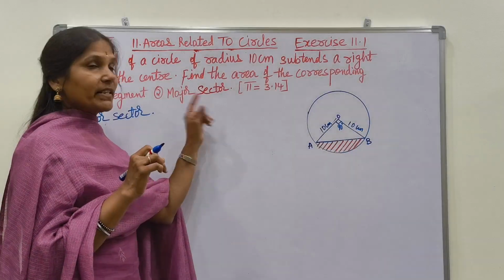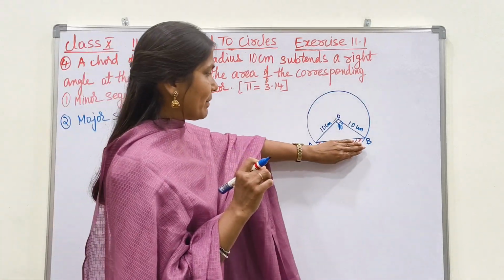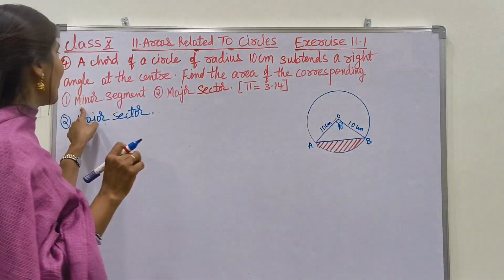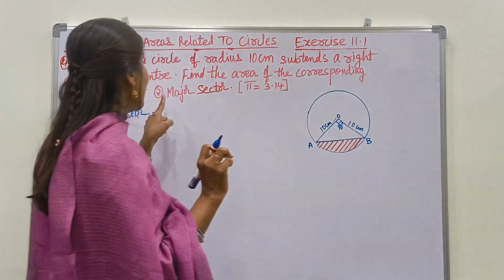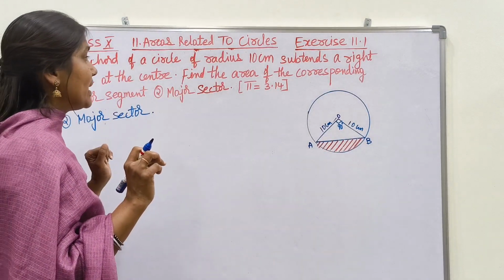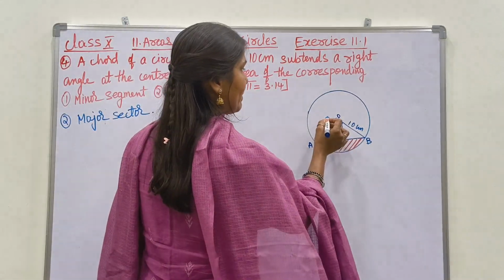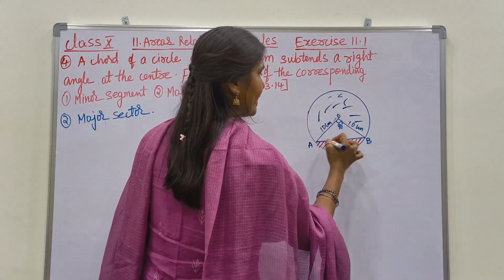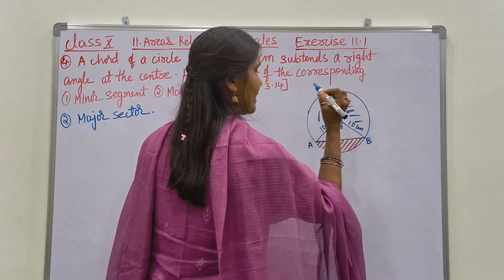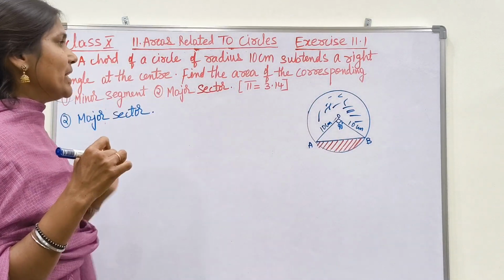Second question, major sector. Now we found the segment. Which segment did we find? The minor segment. This area we found. This is finished. Next question is asking major sector. Sector means this area. This area we want, the major sector. See here, radius, arc, the middle region is a sector. So he is asking major sector.